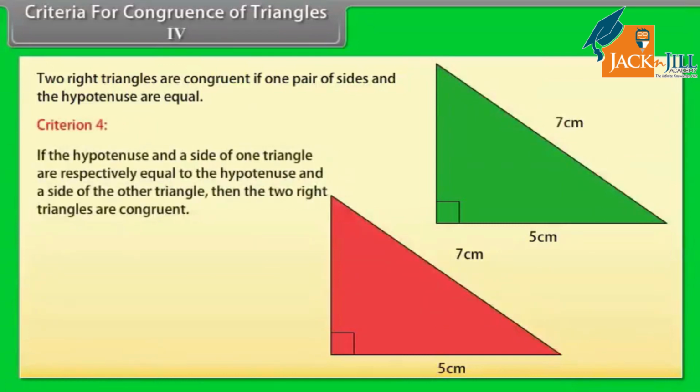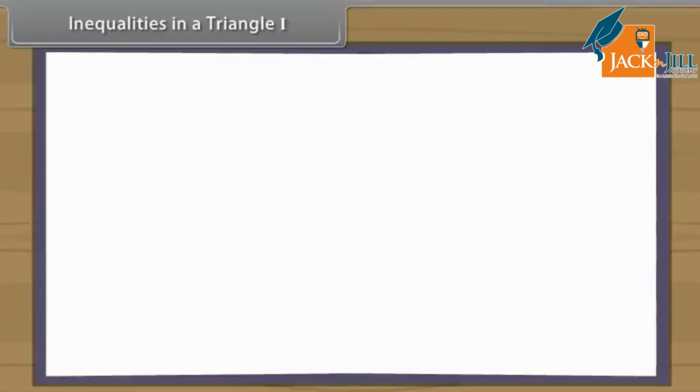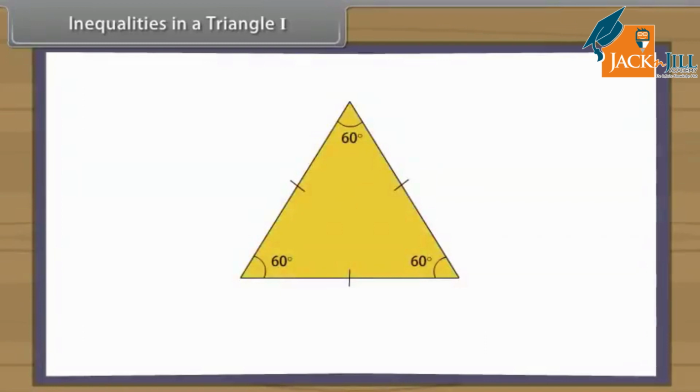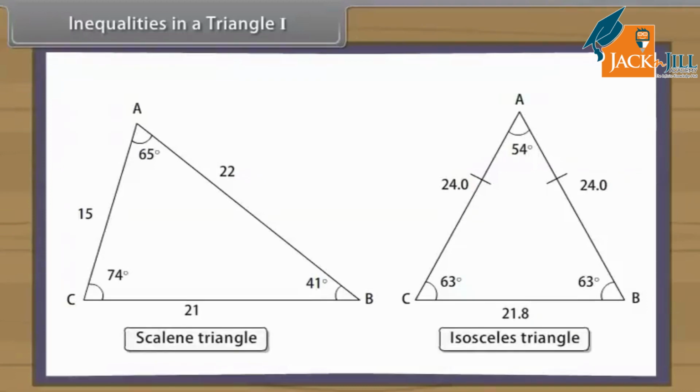If the hypotenuse and a side of one triangle are respectively equal to the hypotenuse and a side of the other triangle, then 2 right triangles are congruent. This criterion is referred to as RHS, right angle hypotenuse side. Inequalities in a triangle 1. We have learnt the relationship between sides and angles of a triangle when they are equal. We shall now study some relations among sides and angles of a triangle when they are unequal.